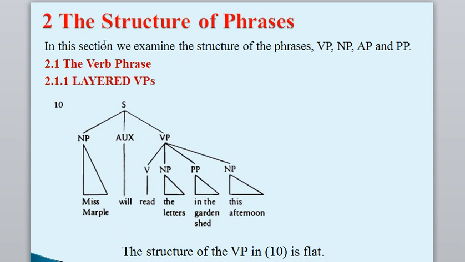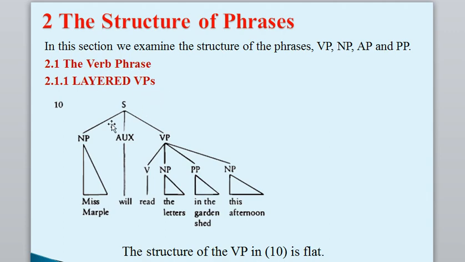So in this part, I want to talk about the structure of phrases. So step by step, one by one, we want to talk about each phrase. For example, verb phrase, noun phrase, adjective phrase, and prepositional phrase. The first one is the verb phrase. You see here, what is the structure of each verb phrase?